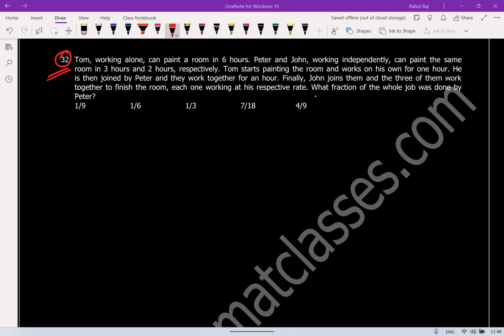So it says Tom working alone can paint a room in 6 hours. Peter and John can paint a room in 3 hours and 2 hours respectively. Simple logic.